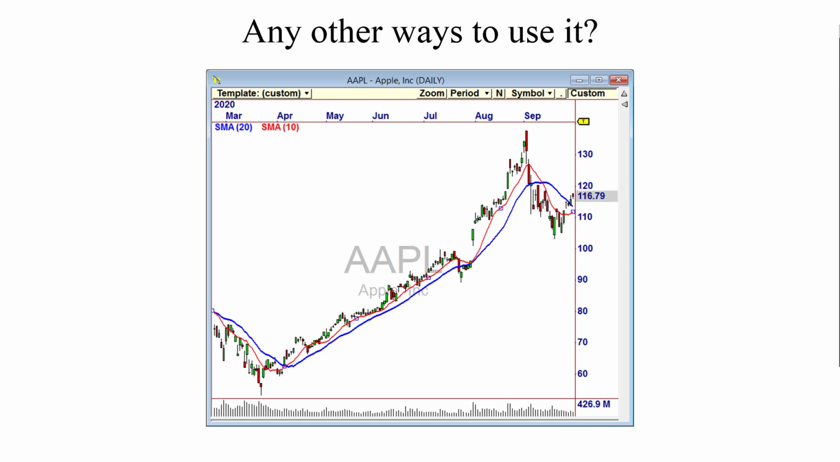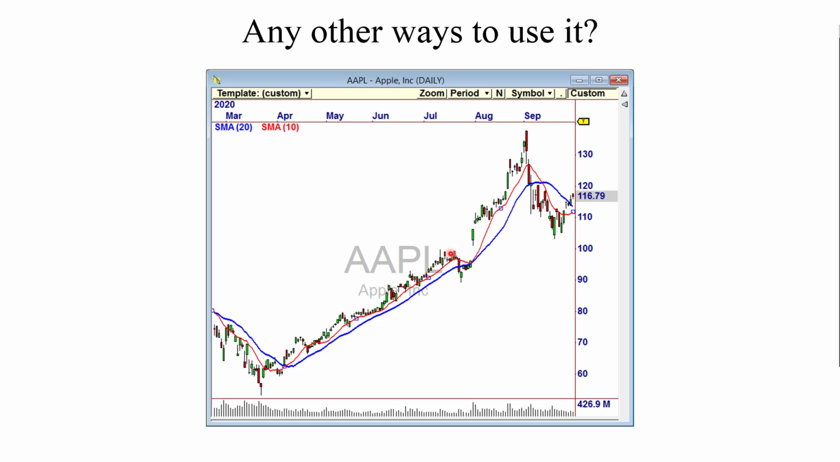Now, if you're wondering if there are other ways to use a moving average, there's actually a lot of ways you can use a moving average. But one of the most common ways is to apply two moving averages. That way you have a double reduction of price noise. Again, here we have that exact same chart for Apple. There's our blue line, which represents the 20-period moving average. We already talked about that.